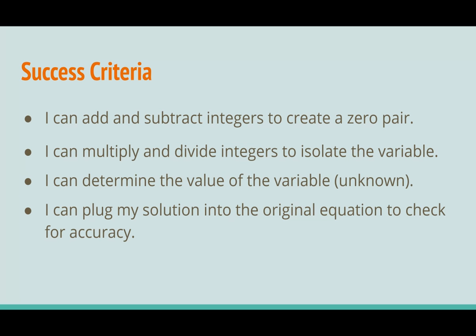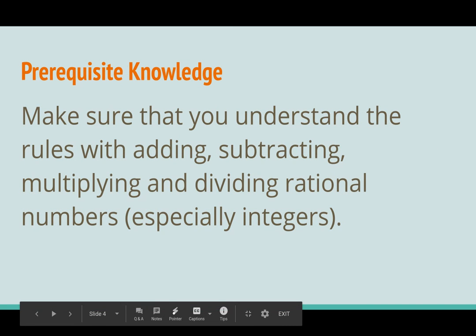I can add and subtract integers to create a zero pair. I can multiply and divide integers to isolate the variable. I can determine the value of the variable, which is also the unknown piece. And I can plug my solution into the original equation to check for accuracy.